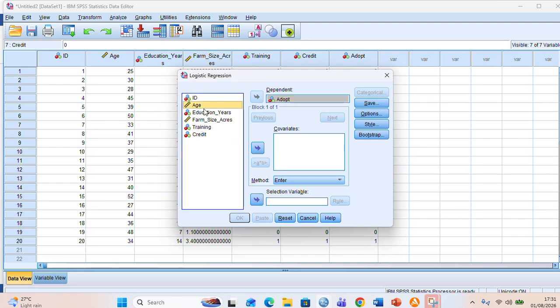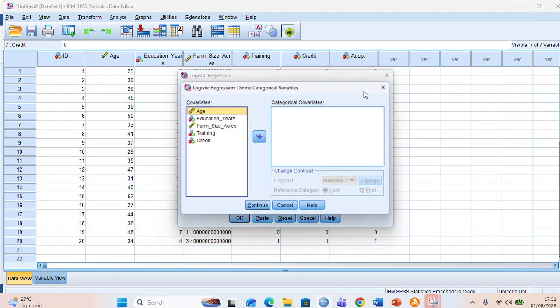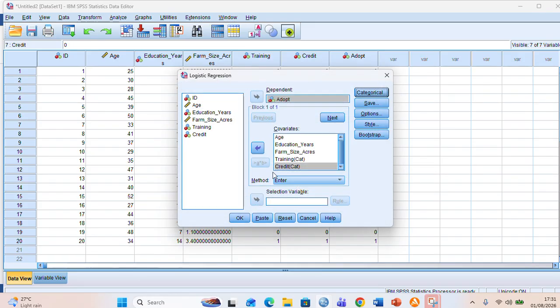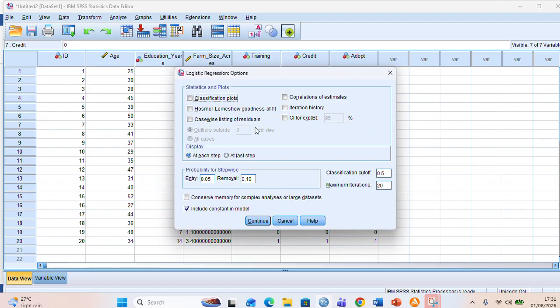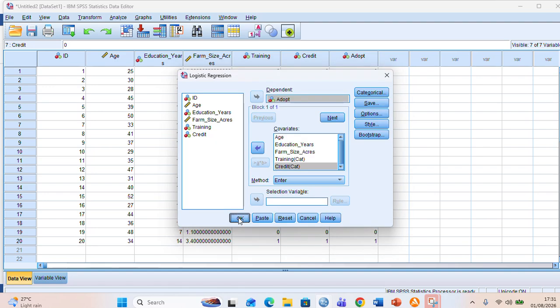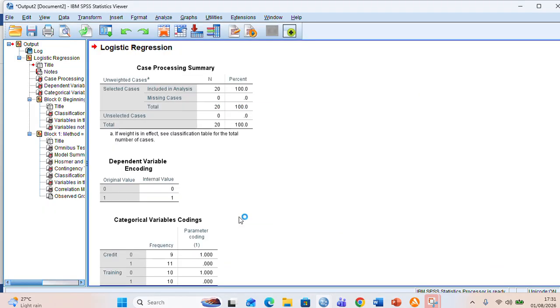And then for the covariates, we are going to pick all these independent variables. Then we come to Categorical, and then continue. And then in Options, we ensure that Hosmer-Lemeshow is clicked. Then the confidence interval is also clicked, and then include constant in model. Click continue, and then click OK to get your results.